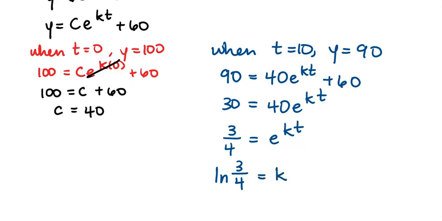And I should have plugged in, I need to plug in 10 for t. I'm missing that. So I'm going to go back into all these t's and replace them with a 10. Because we're plugging in 10 for t and 90 for y.